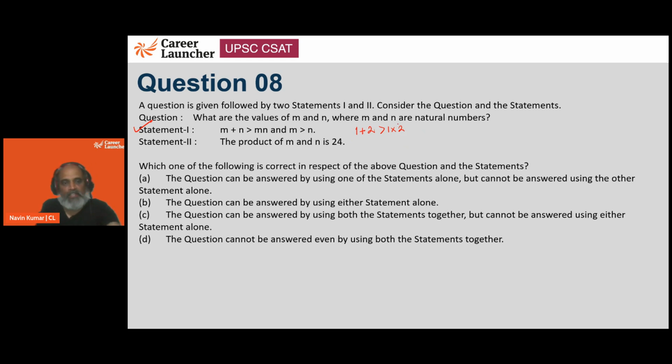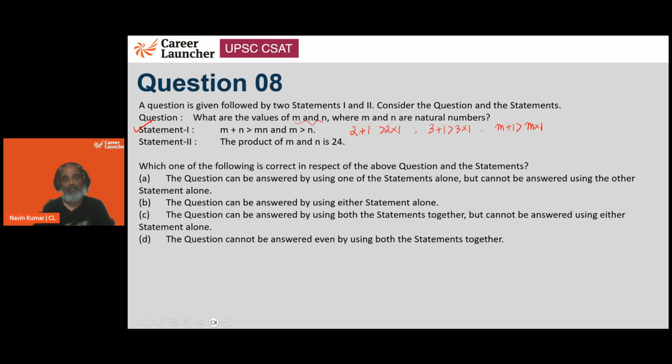Where m should be greater than n. So since m is written first, so I'll write it exactly that way. 2 plus 1 is greater than 2 into 1. 3 plus 1 is going to be greater than 3 into 1. Basically, anything plus 1 is going to be greater than that thing into 1. Isn't it? M plus 1 has to be greater than m. So question asked is, what are the values of m and n? So the thing is 2 plus 1. So m is 2, n is 1. 3 plus 1, m is 3, n is 1, and so on and so forth.